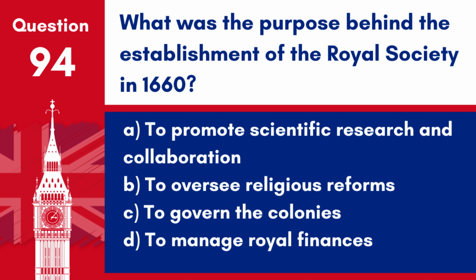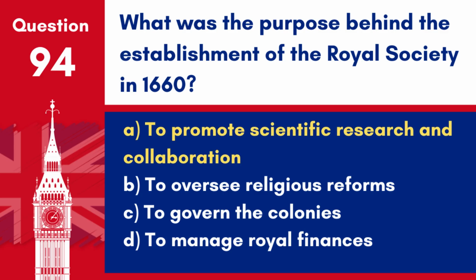Question 94. What was the purpose behind the establishment of the Royal Society in 1660? A. To promote scientific research and collaboration. B. To oversee religious reforms. C. To govern the colonies. D. To manage royal finances.